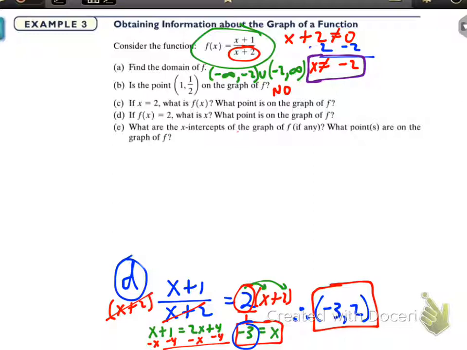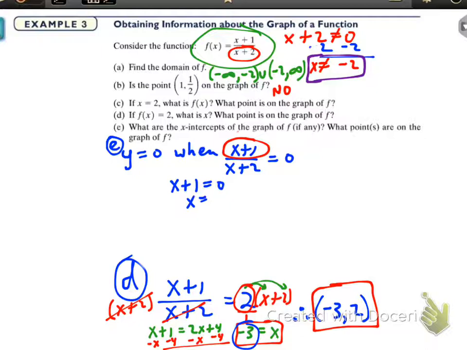So what are the x-intercepts of the graph of f, if any? Well, if we have x-intercepts, what does that mean? That means that y is 0. So for part E, it means that y equals 0 when x plus 1 over x plus 2 is equal to 0. And we talked about what makes a fraction equal to 0. The only thing that can happen is if the numerator is equal to 0. So we set the numerator equal to 0, and we can see that x is equal to negative 1. So that's our only x-intercept.